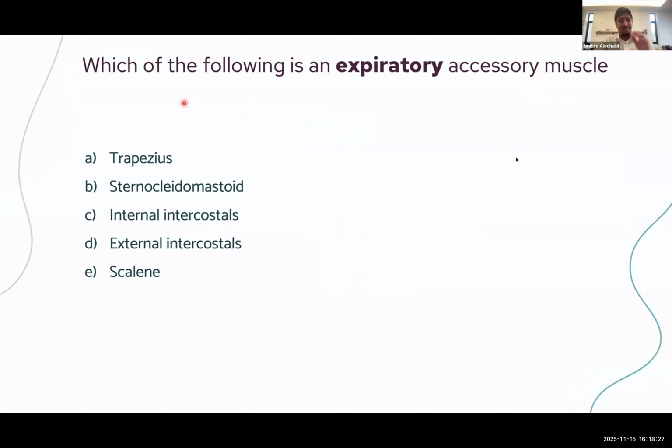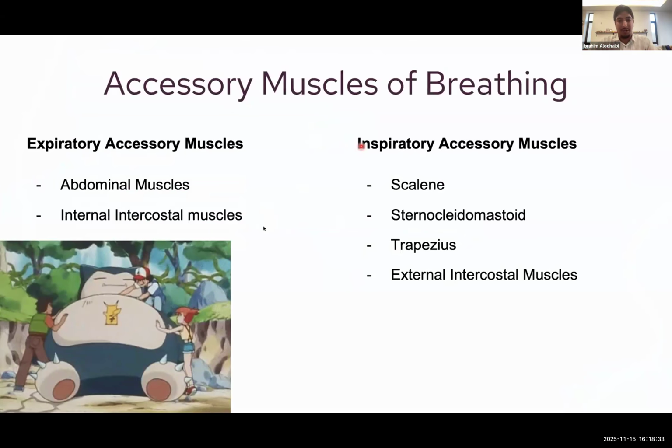Okay, you guys know your anatomy. You guys are reading the slides. Yes, correct. The answer is internal intercostals. Here is just a quick refresher. The expiratory accessory muscles are the abdominal muscles and the internal intercostal muscles. The inspiratory consists of the scalene, the sternocleidomastoid, the trapezius, and the external intercostal. There's not much more to look into this.